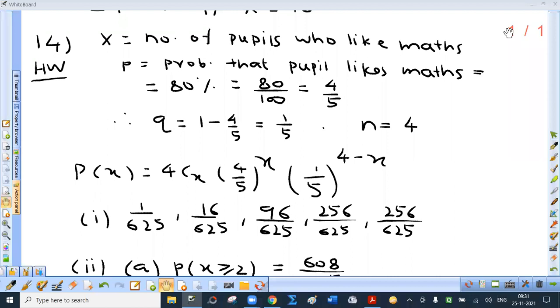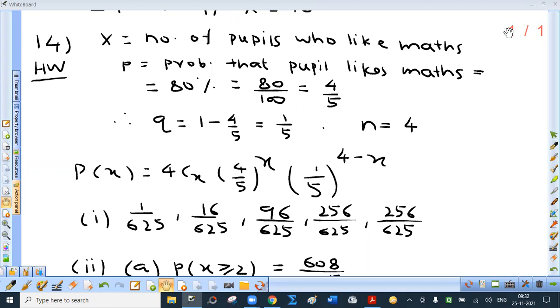14th for homework, but I'll explain important part. In a law school, 80% of the people like mathematics. A visitor to the school asks each of 4 pupils chosen at random whether they like mathematics. First part, calculate the probabilities of obtaining an answer yes from 0, 1, 2, 3, 4 of the pupils. Second part, find the probability that the visitor obtains answers yes from at least 2.